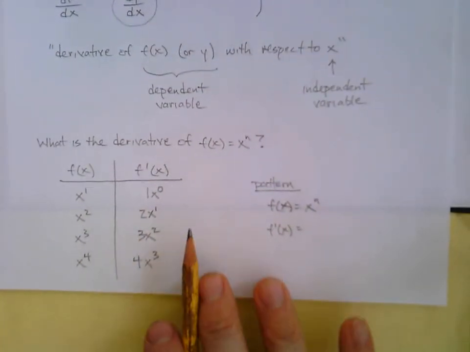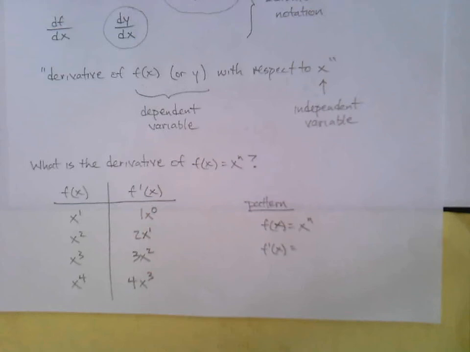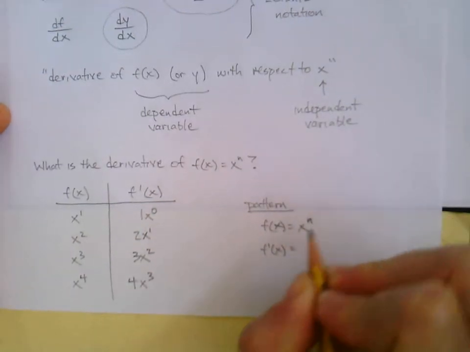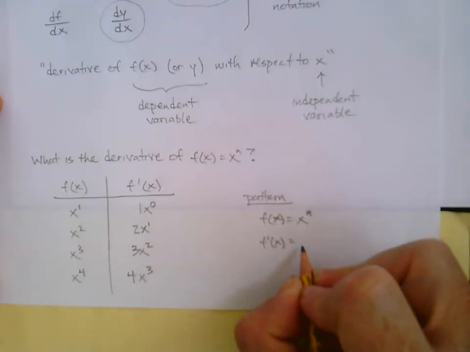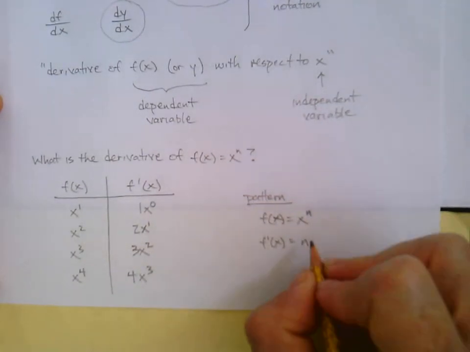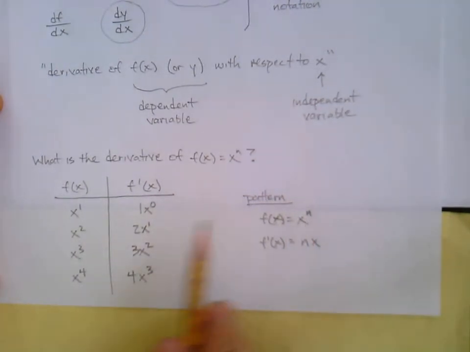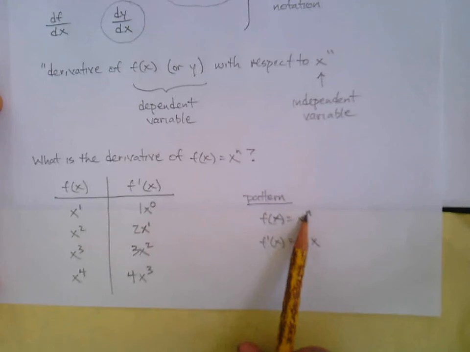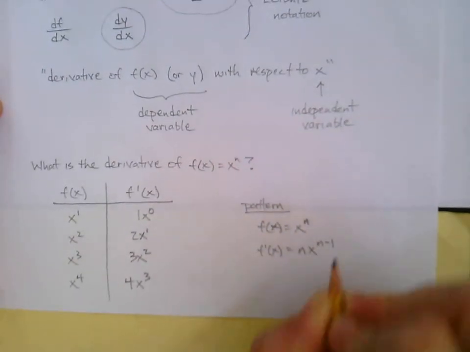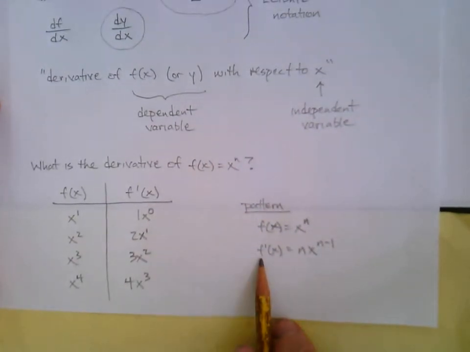So how would you describe that in terms of any power n? Well, the n is going to move down, so it's n. And then the exponent drops by 1. 1 to 0, 2 to 1, 3 to 2, 4 to 3. So whatever n was, subtract 1. f prime of x equals n x to the n minus 1.